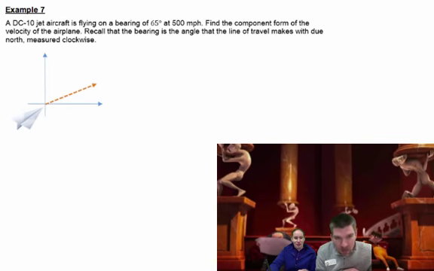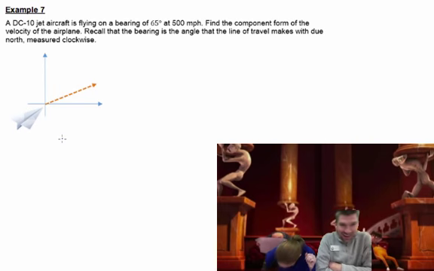Example 7. That looks like a paper airplane there. It does, because that's what a DC-10 jet is, right? I mean, I was on one of those this summer. You and I were on one of those this summer. Were we really? It was not a paper airplane. Is it? What? Okay.